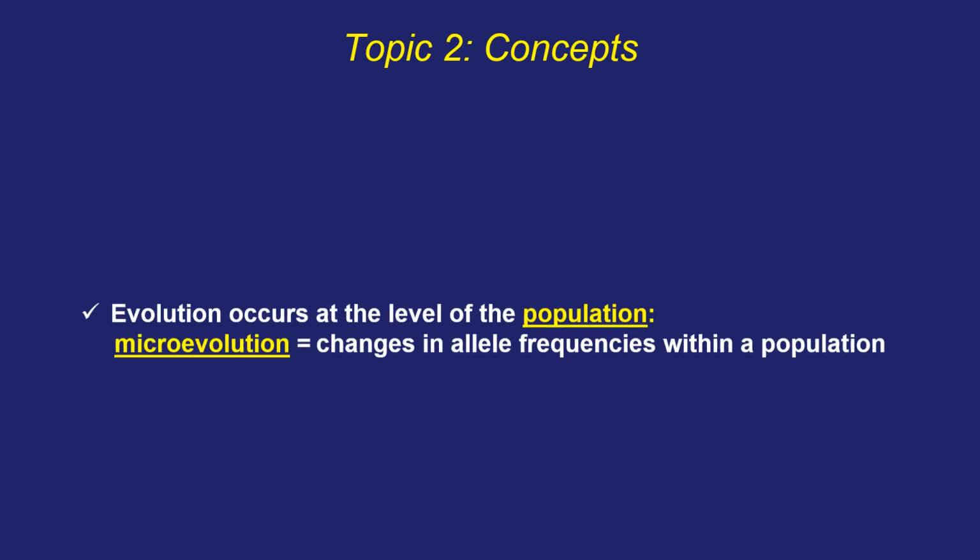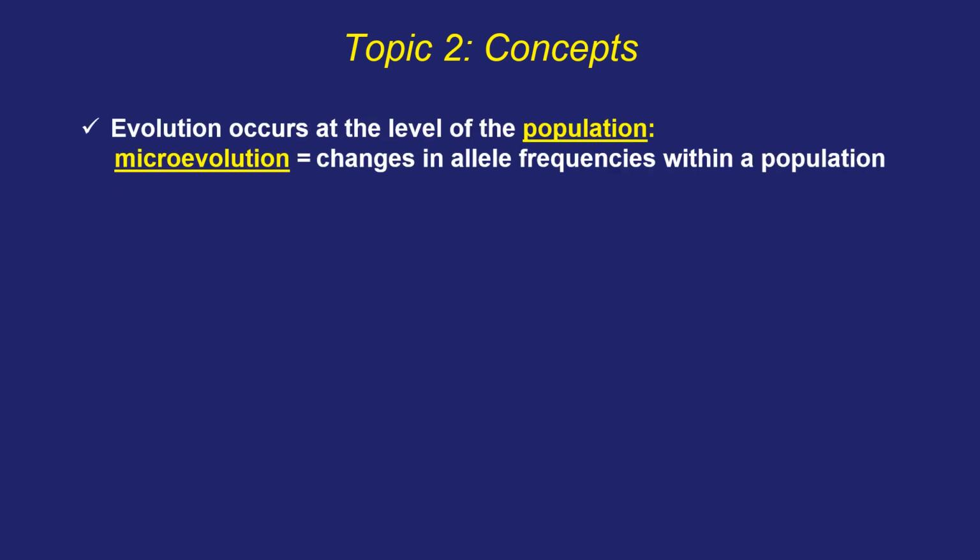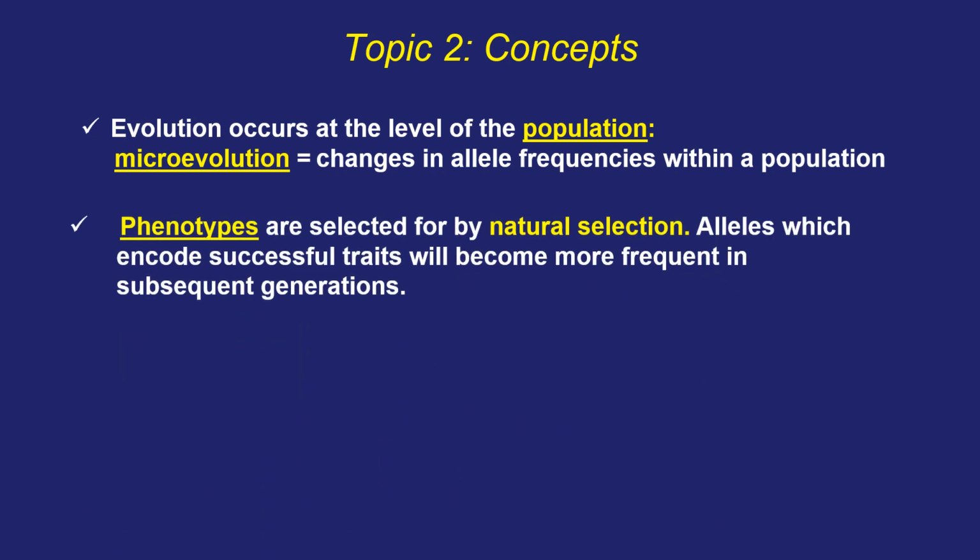Just a few concepts here. Evolution occurs at the level of the population. And remember that microevolution simply refers to changes in allele frequencies within a population over time. The phenotype of an organism is its outward appearance, maybe its behavior in some cases. It's something you could see or record and measure. Phenotypes are encoded for by the genotype. So a phenotype is the result of one or more alleles.